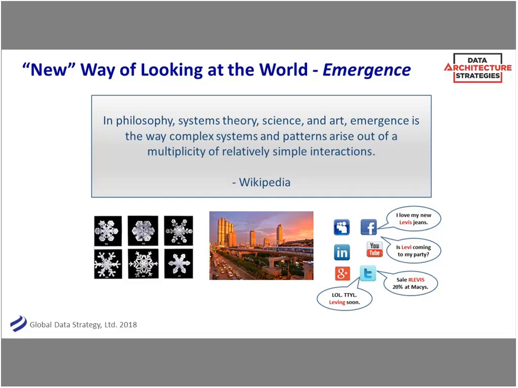I liken that to social media. I'm trying to get a sense of my customer sentiment. And sometimes it makes sense. I have someone on Facebook saying, I love my new Levi's jeans. Or they could be saying, is Levi coming to my party? That's a name, right? Or there's a sale, one of my partners is having a 20% discount. Probably there are good things in there, but it's out of chaos. You create these patterns, and that's almost the definition of statistical analysis. I'm looking at chaos and trying to create order.